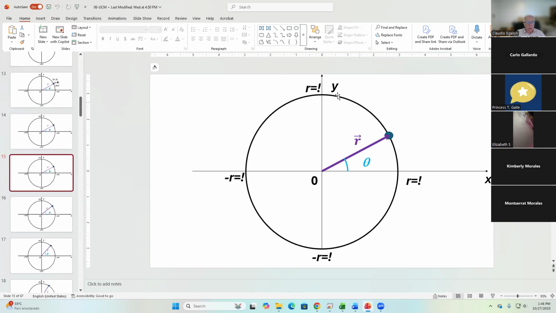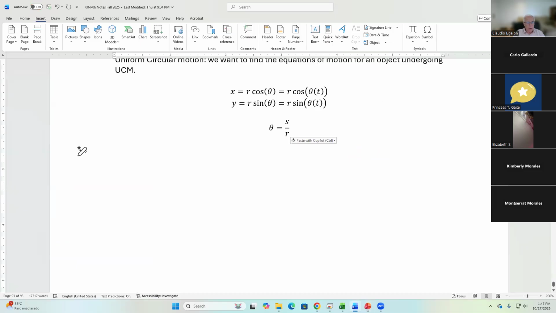If the object goes one full rotation, then S is going to be 2 pi r, right? 2 pi r divided by r ends up being theta equal to 2 pi, which is 360 degrees. So it makes sense, this definition of angle: arc length divided by the radius of the circle.